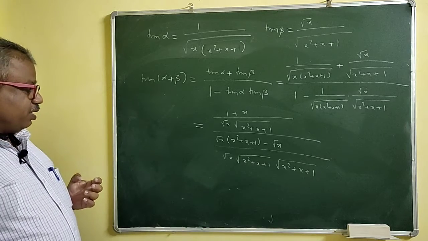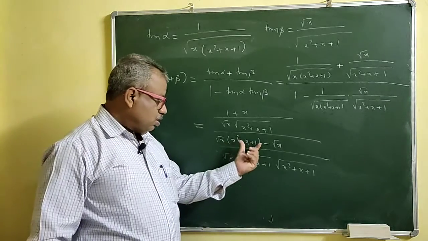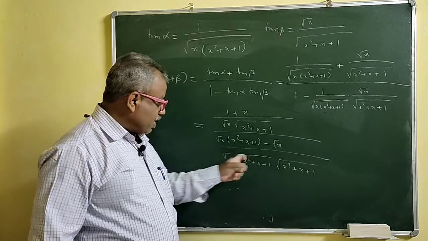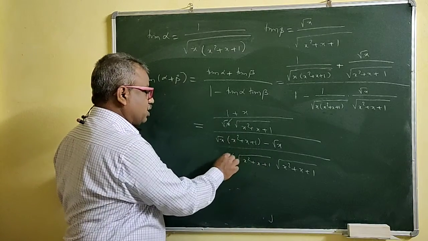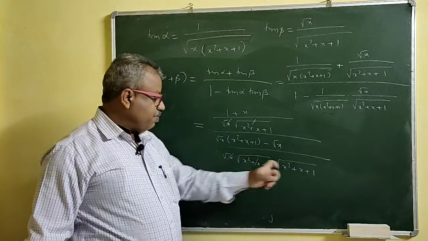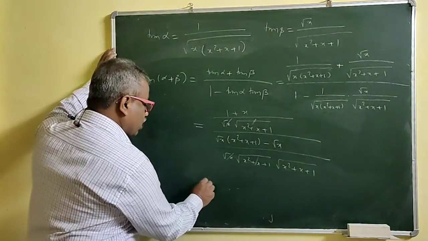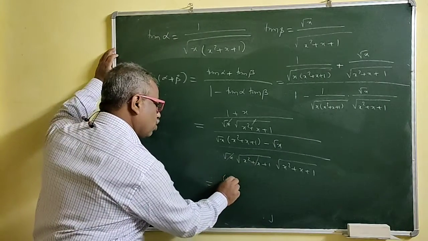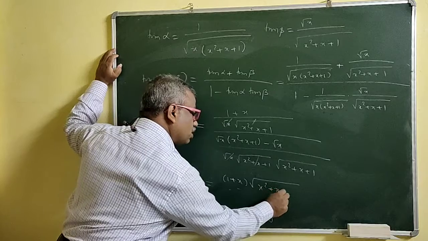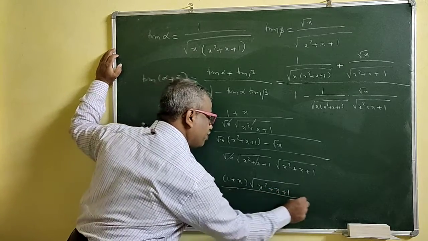Now see what happened. This is the denominator of the denominator, so the one gets cancelled. Root x gets cancelled, no problem. This is the denominator, right? But one term remains, and that will be at the numerator. So this is 1 plus x into root of x square plus x plus 1. This will remain now, upon.